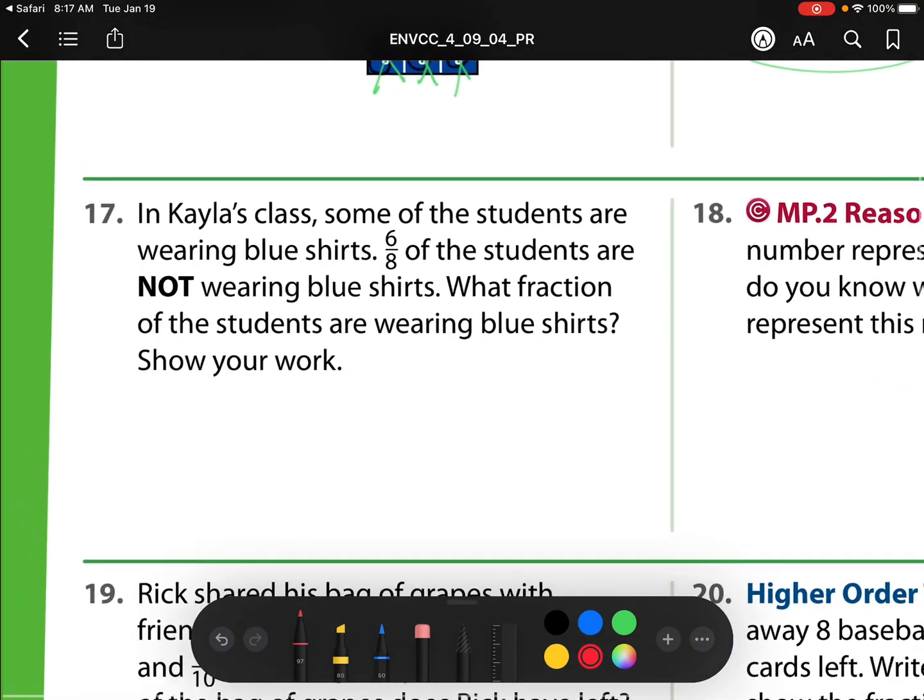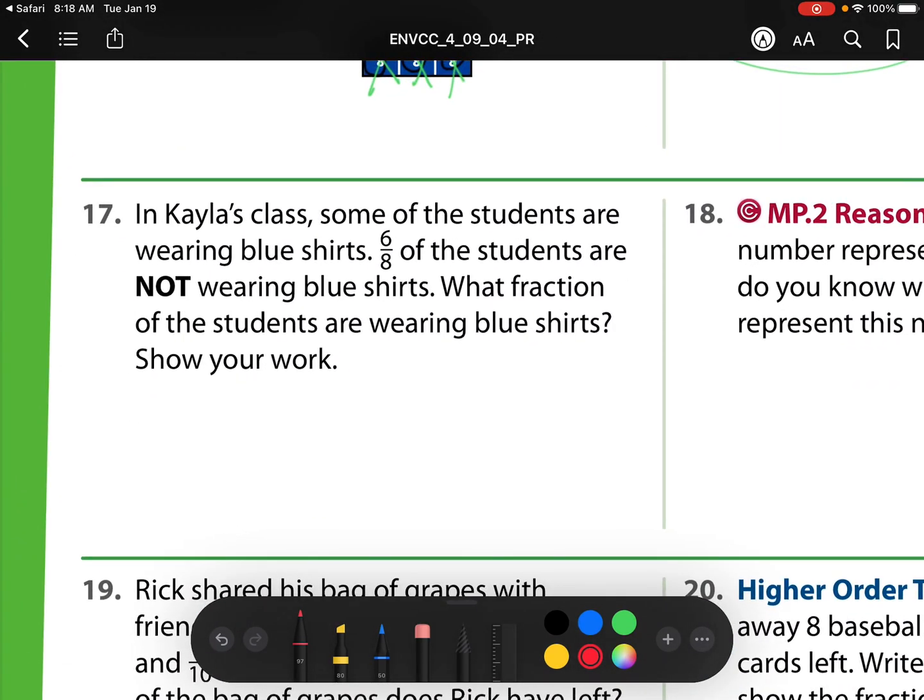Number 17. In Kayla's class, some of the students are wearing blue shirts. 6/8 of the students are not wearing blue shirts. What fraction of the students are wearing blue shirts? And show your work. So here we have this problem.